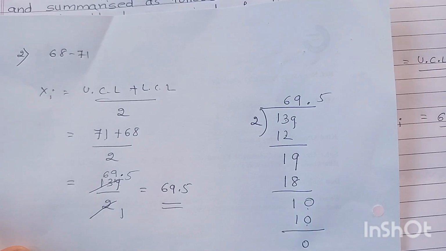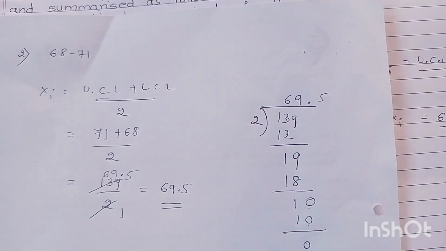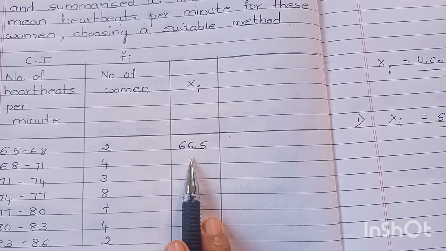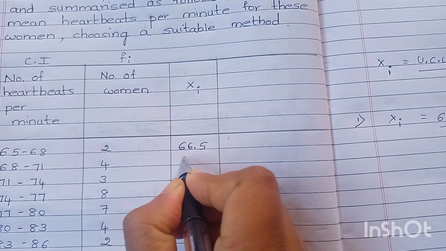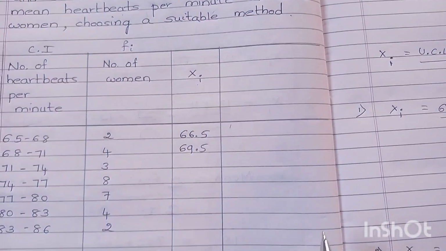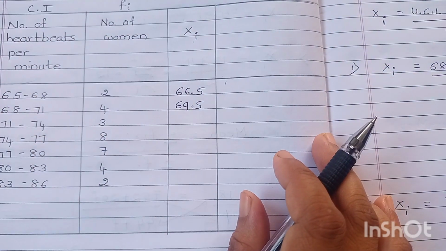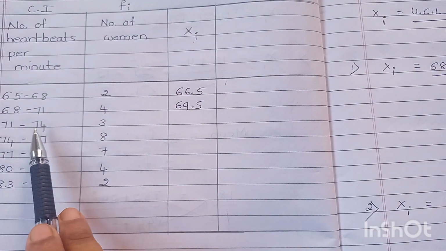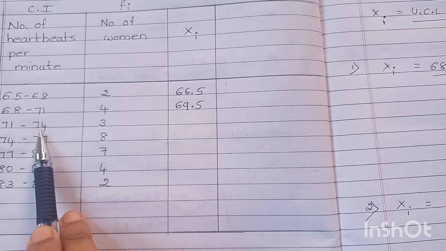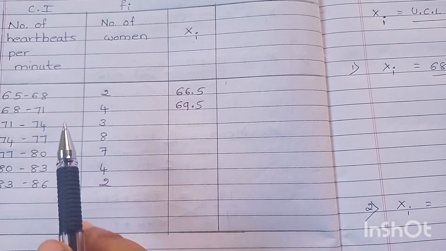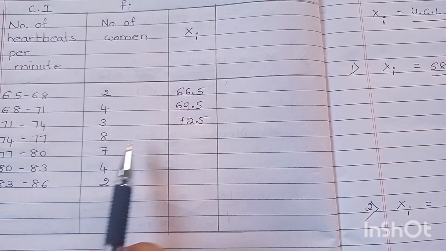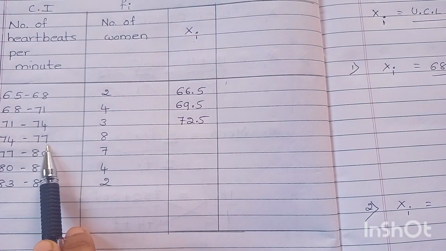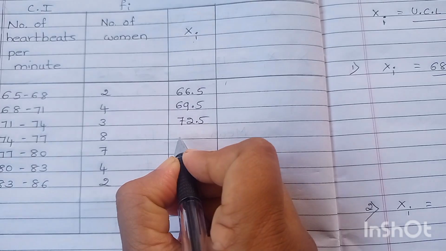If you have any confusion, please tell me in the comment section so that I can do the needful. Okay. The xi of 68 to 71 is 69.5. Now you can write directly or else you can use the formula. 71 plus 74 divided by 2 is 72.5. Then the xi of 74 and 77 is 75.5.